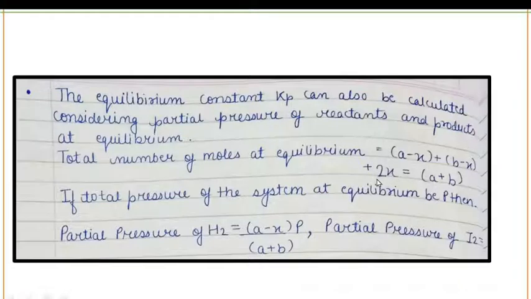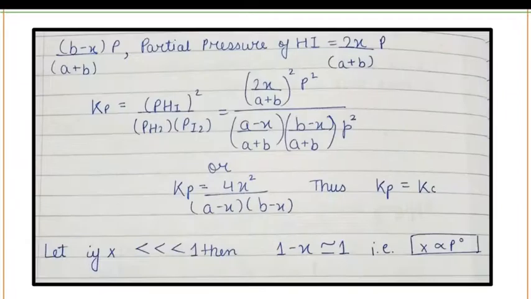If the total pressure of the system at equilibrium is P, then the partial pressure of reactant H2 will be equal to the number of moles at equilibrium divided by the total number of moles, into P, which means it is equal to A minus X upon A plus B into P. Similarly, the partial pressure of I2 will be equal to B minus X upon A plus B into P. And similarly, the partial pressure of the product HI is equal to 2X upon the total number of moles, which is A plus B, into P.